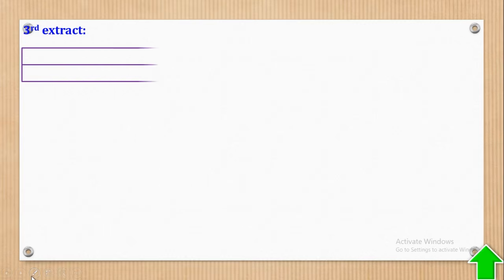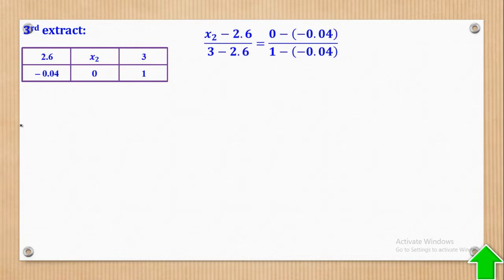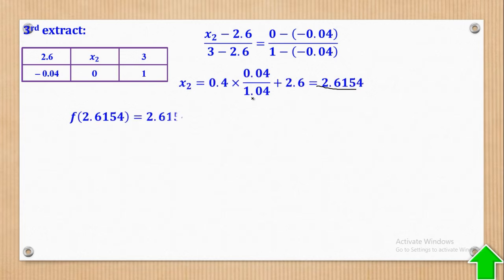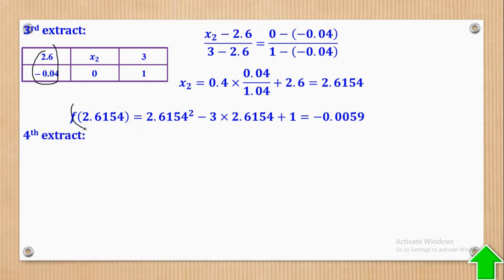So now we shall go to the third extract, where I shall replace 2.5 with 2.6. Then I will still use linear interpolation to come up with the value of x2, which is 2.6154. Then I get f of that value, which will be -0.0059. So next we shall go to the fourth extract, where we shall replace this with these values.